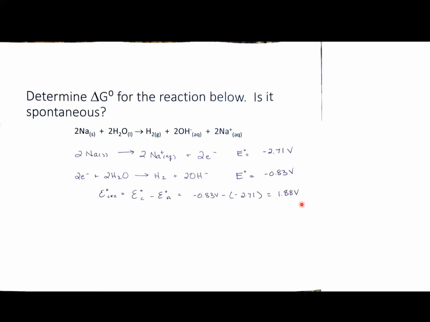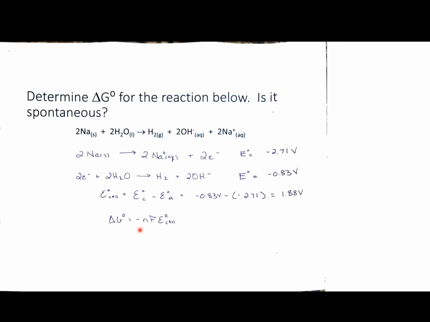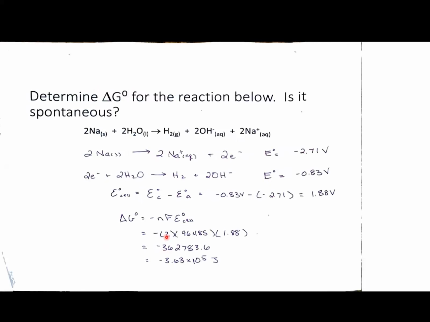Okay, so that's the Ecell. That is not the delta G, that is the Ecell. But we need this number in order to get delta G. So here's our equation for finding delta G, and that's equal to negative nFEcell. And I just sort of plug in these things here, 2 from the number of electrons that are being exchanged, Faraday's constant, always a constant, and then the Ecell.